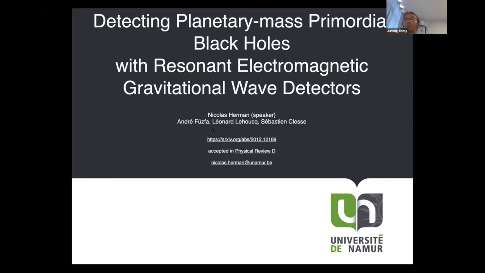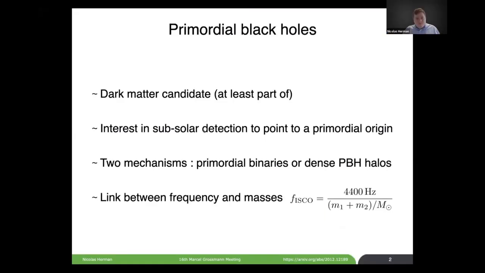Okay. So thank you for the introduction. I will speak about detecting planetary mass primordial black holes with electromagnetic gravitational wave detectors. Some words about primordial black holes. A primordial black hole is a dark matter candidate, so it could explain at least a part of the dark matter in the universe. There is some interest in subsolar mass detection because it would point to a primordial origin.